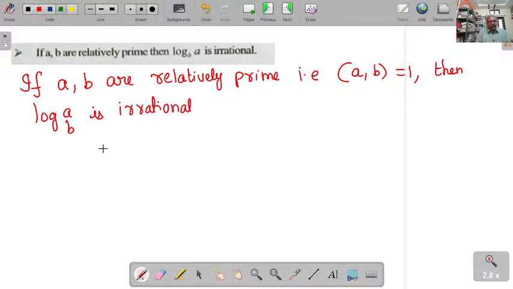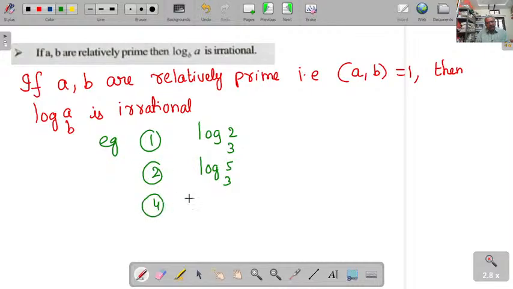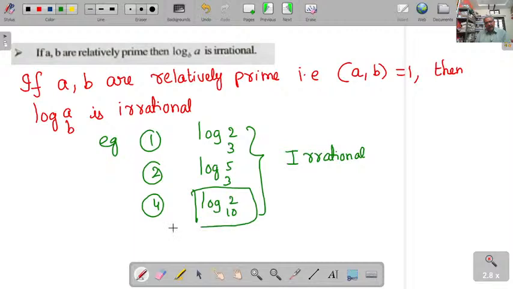So examples: log 2 base 3 is irrational, log 5 to the base 3 is irrational, and log 2 base 10 is also irrational. Right, they are all irrationals. So if you want to give the proof, a simple proof also you can give, no problem.